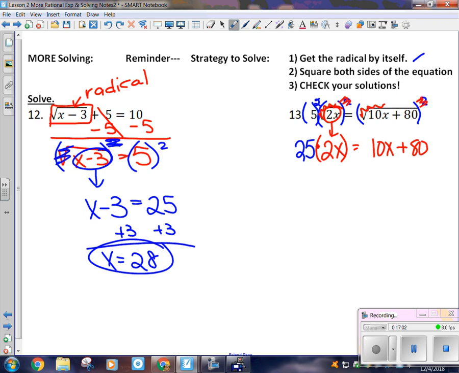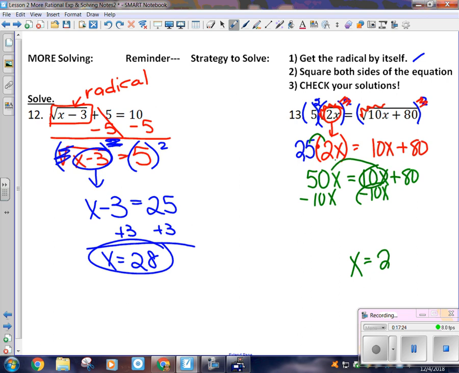You solved it. To finish this, the answer turns out to be, and I've seen several of your papers, y'all get what? 2. X should equal 2. 25 times 2x is 50x. It's equal to 10x plus 80. I'm going to subtract 10x from both sides because I want to take all my x's to the same side. 40x is equal to 80.